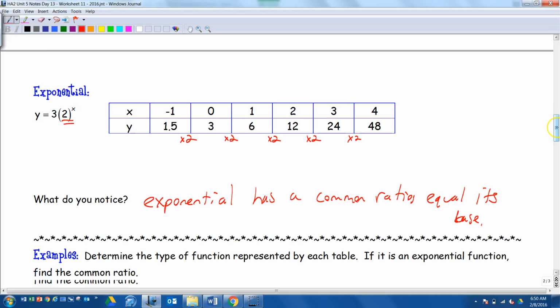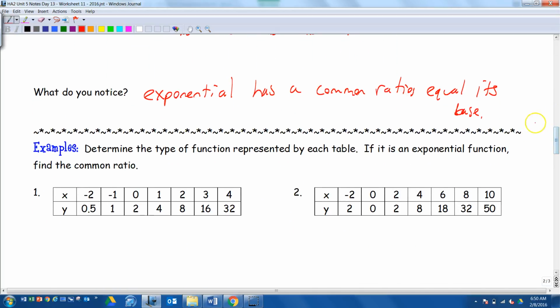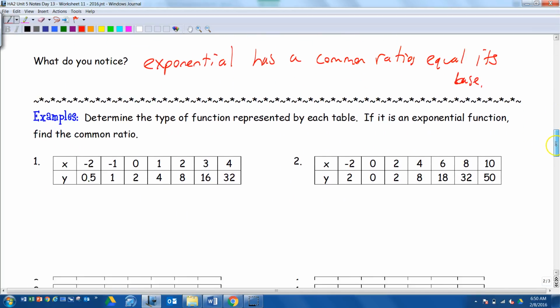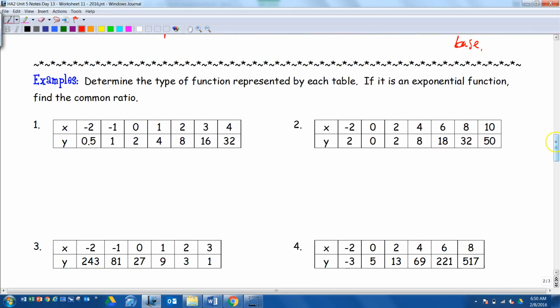Okay, so let's look at a couple of these. First thing you should check is to see if it's being multiplied. Okay, and then if it's exponential, find the common ratio. Okay, so 0.5 to 1 is times 2, times 2, times 2, times 2. So we can clearly see that this is exponential. And the common ratio is 2.